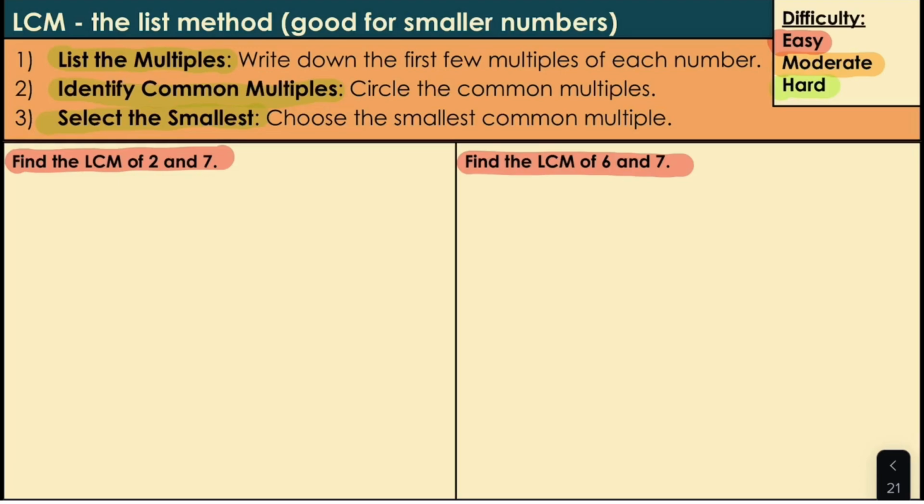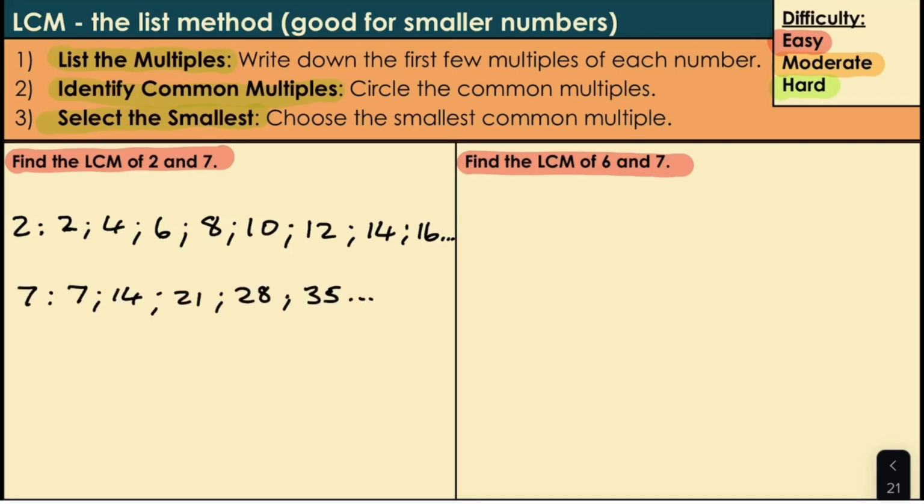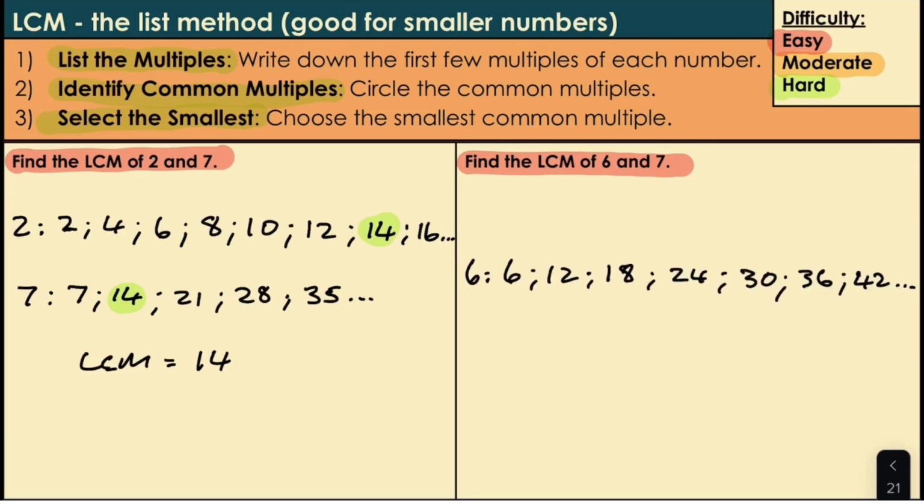So let's look at 2 and 7. So the multiples of 2 we have, and the multiples of 7 we have. Now let's find some common multiples. 14 is the first common multiple. It is the lowest common multiple. Let's look at our next question. 6, 7. Now I can see that my first lowest common multiple is 42.